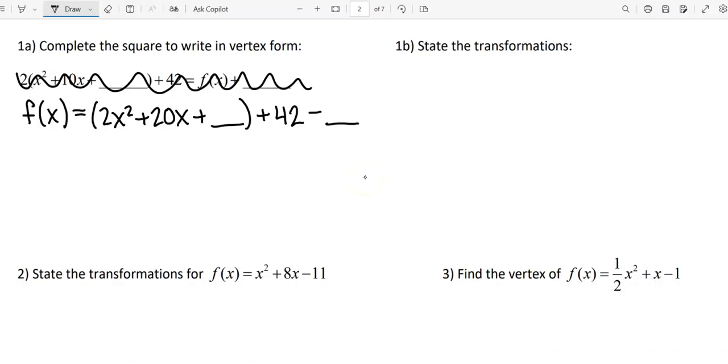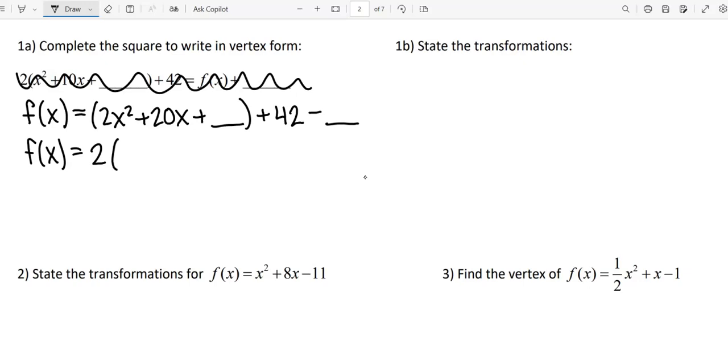So group the first two together always. Put your blank in there. Push the 42 outside the parentheses always, even if there's a GCF. You hear me? Say yes. Awesome. Now, if there's anything multiplying with x squared, you have to take that out of the first group. And so f of x equals, we have to take that 2 out.